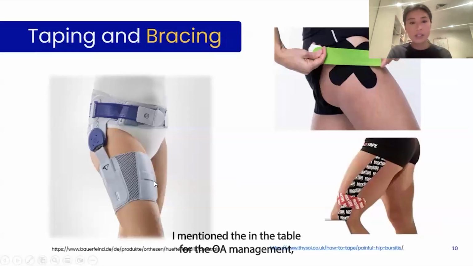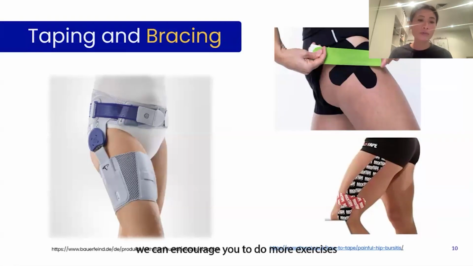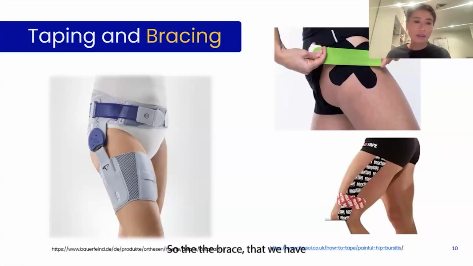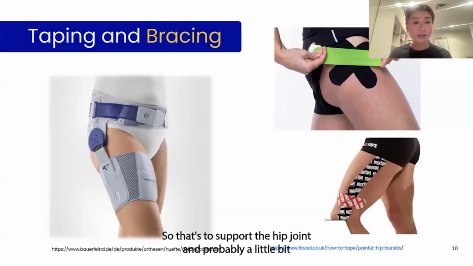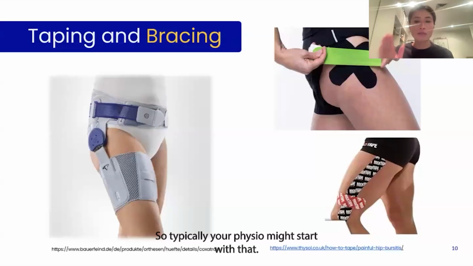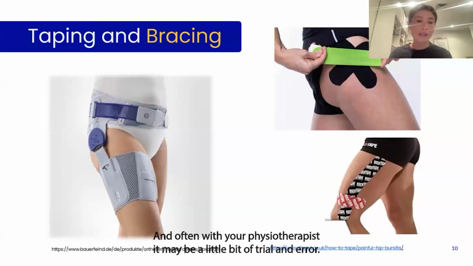Taping and bracing, I mentioned it in the table for the OA management, but this is definitely something that can give a lot of pain relief. And the idea is that hopefully if we can give you that pain relief through taping and bracing, we can encourage you to do more exercises and then hence have a better outcome in the long term. So the brace that we have on the left here is a brand called Bowfine. So that's to support the hip joint, and probably a little bit less invasive and cheaper, I guess, would be the options of taping. So typically your physio might start with that. There's lots of different ways you can tape for the hip. So I put 2 different examples, and often with your physiotherapist, it may be a little bit of trial and error.